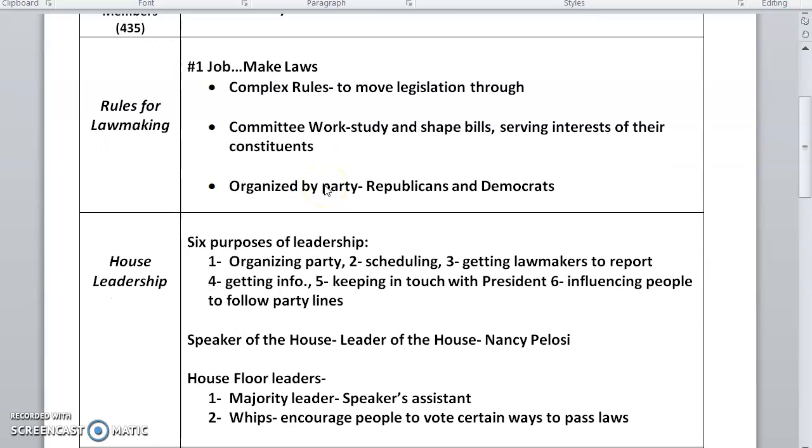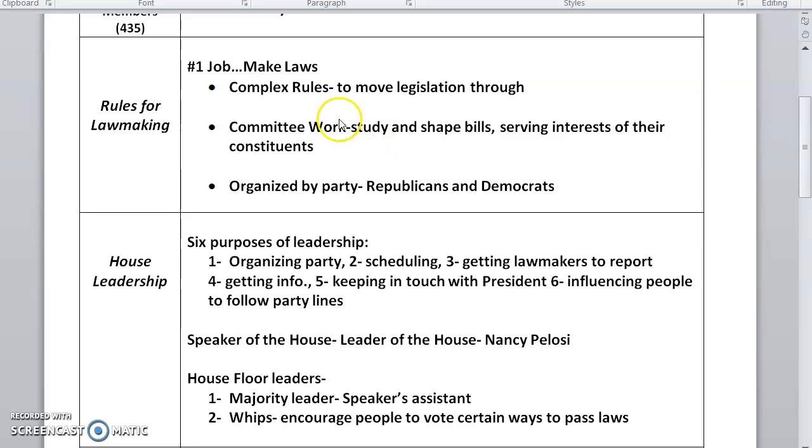Committee work. This is if you are in one of the committees when we're making a bill into a law. These are the people who are doing the main work. They are writing the bill. They are adding to it. They are changing it. They are studying. They're getting information. They're trying to persuade people and make sure that they will have enough people to approve this bill.